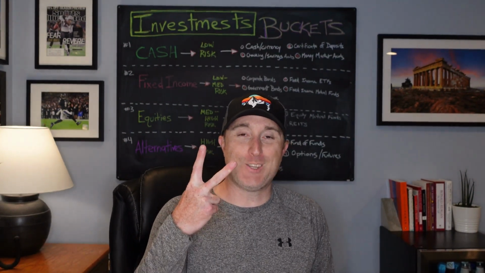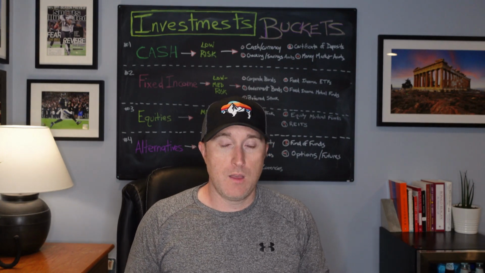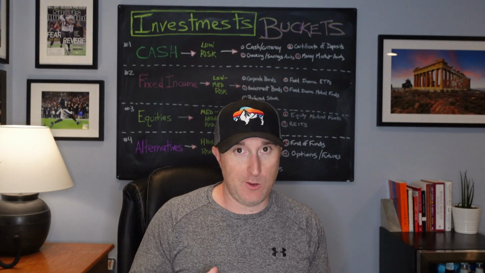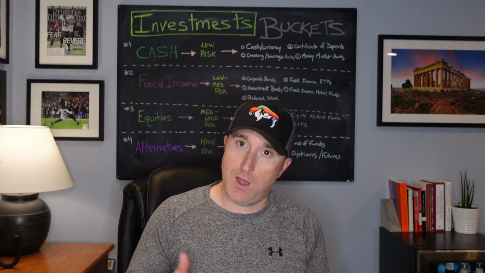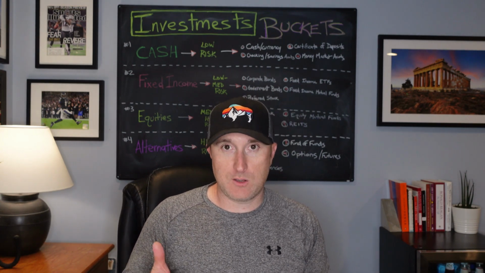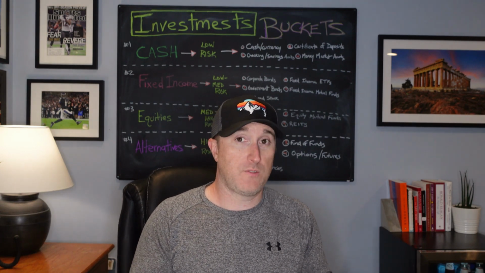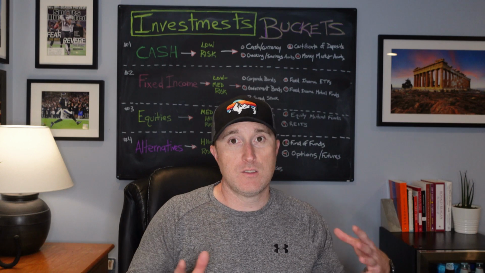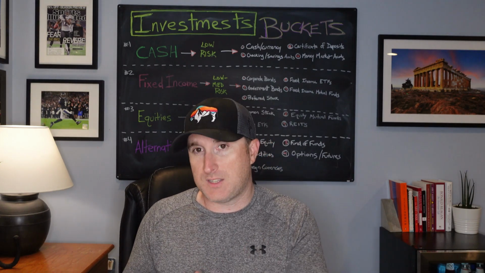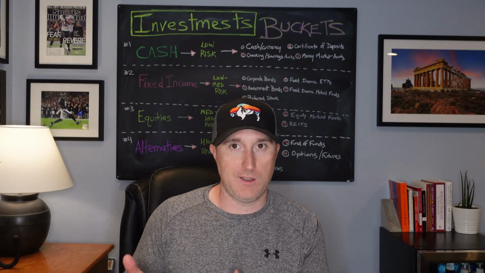Okay, bucket number 2. This is going to be your fixed income. Now, with fixed income, liquidity is going to go down a little bit. Your return on investment is going to go up, and your risk profile is also going to go up. So as your risk goes up, your return on investment should go up as well, but your risk for loss is higher. So within this bucket, fixed income, you're going to have basically bonds, and preferred stock is another one I'm going to lump in here, which give or take could be in bucket 3 or bucket 2.